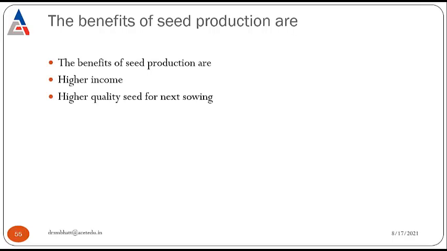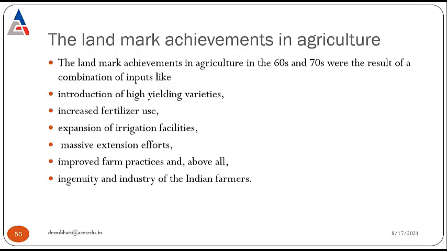So what is the benefit of seed production? The benefits of seed production are higher income and higher quality seed for the next sowing. What are the landmark achievements in agriculture? The landmark achievements in agriculture in the 60s and 70s are the result of a combination of the introduction of high-yielding varieties, increased fertilizer use, expansion of irrigation facilities, massive extension efforts, improved farm practices, and above all, the ingenuity and industry of the Indian farmers.